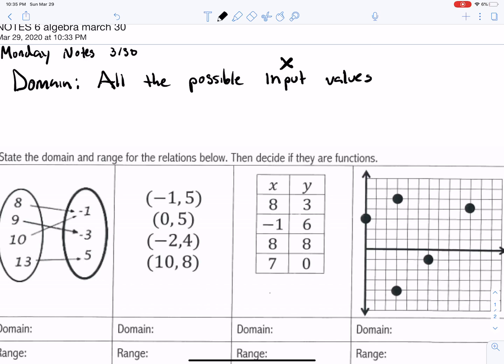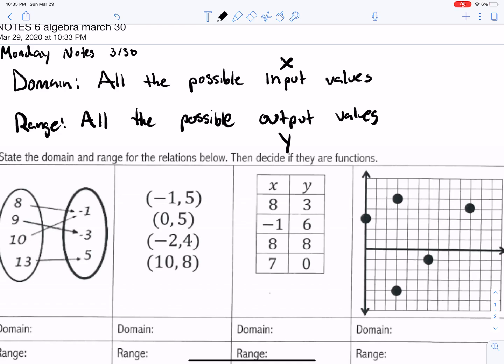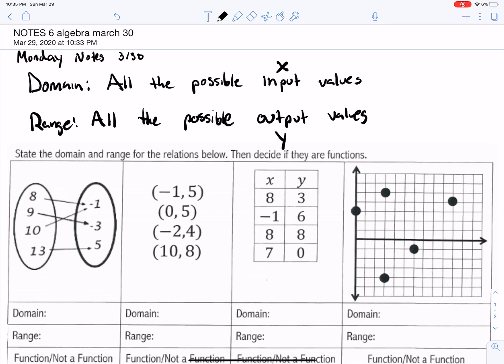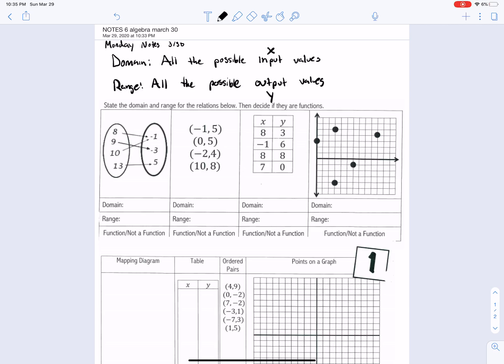And then the range is the other vocabulary word we need to know. And range means, well, the other one. All the possible output values. And we remember that output is really just our y. All right? So we'll tackle a couple questions here, and then you guys should be good to go.